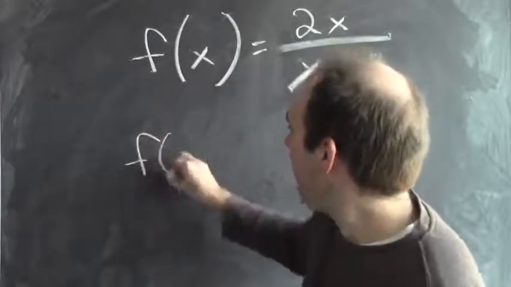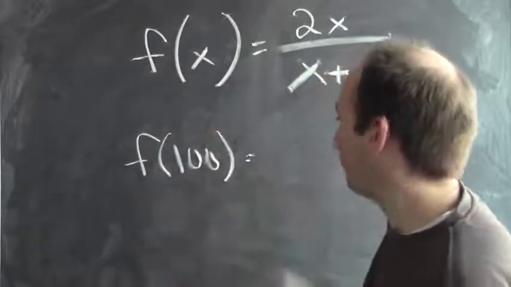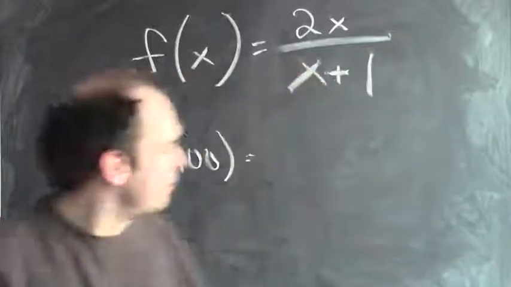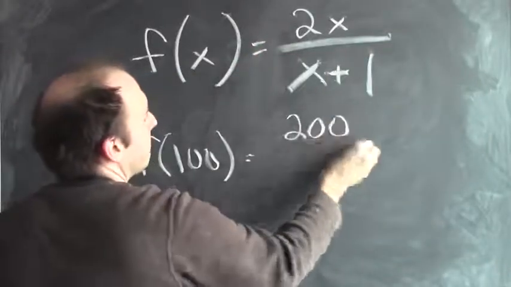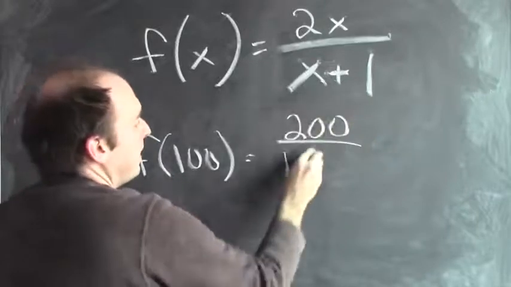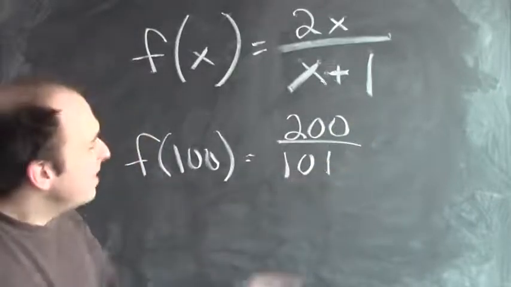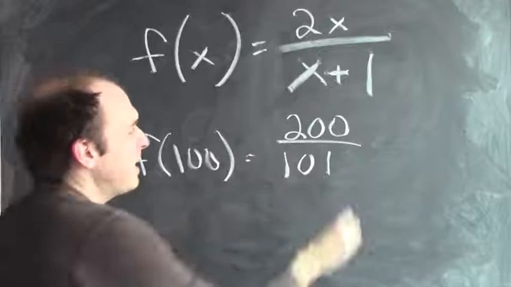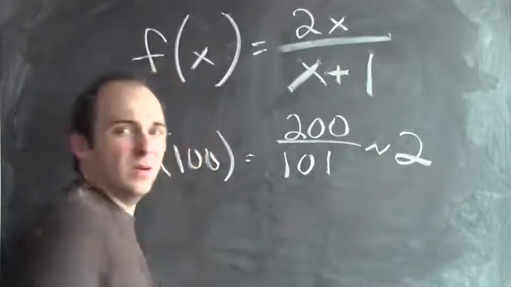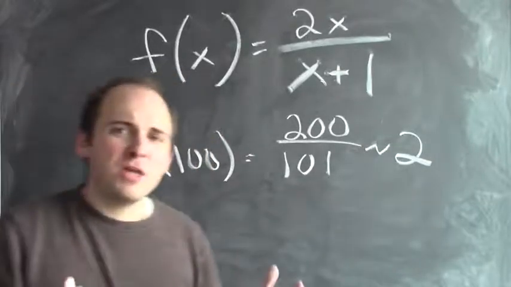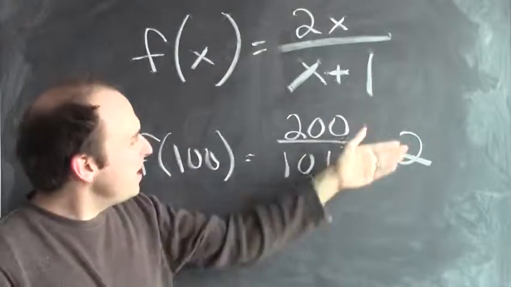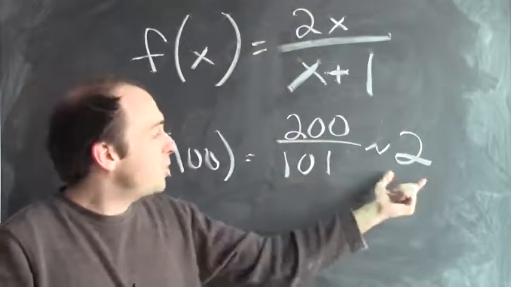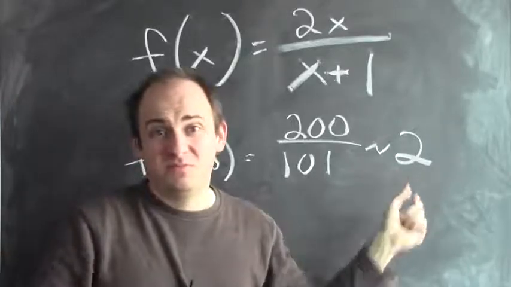So let's say f of 100. Well, that's not too hard to figure out. 2 times 100 is 200, and 100 plus 1 is 101. Now 200 divided by 101 is pretty close to 2. And there's nothing too special about 100, right? If I'd done this for 1,000,000, I would have gotten 2,000,000 over 1,000,001, which would be even closer to 2.